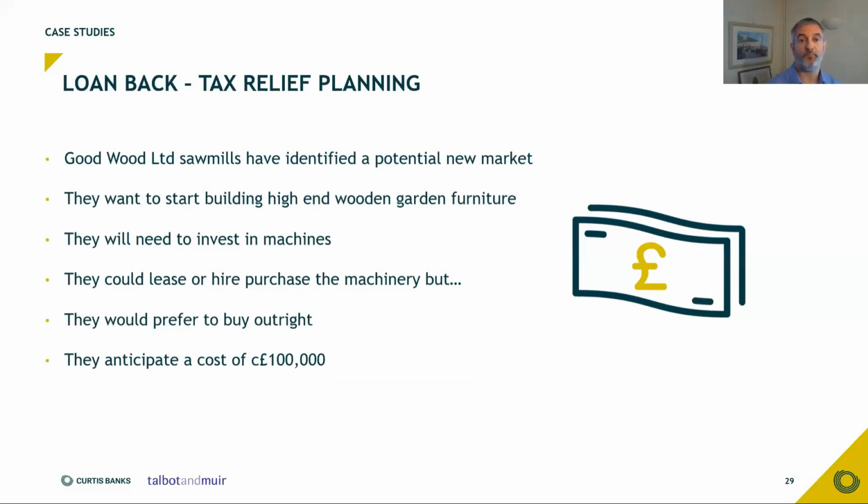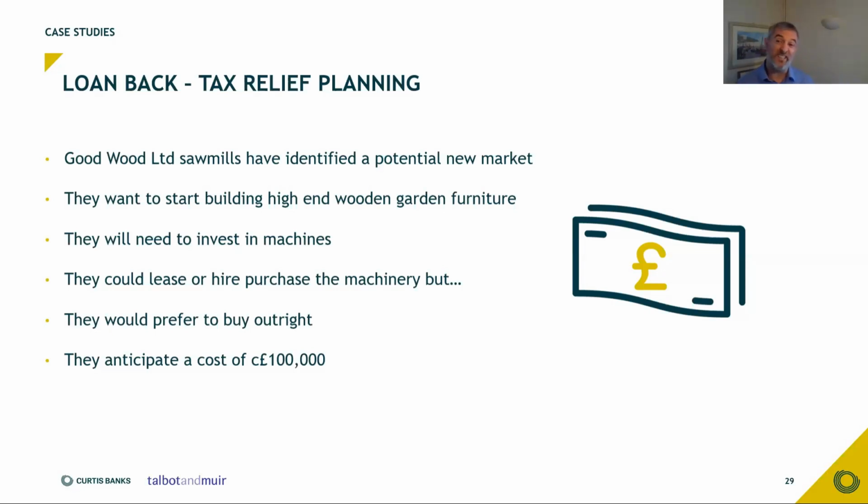For example, we've got a business, Goodwood Limited. There are sawmills. They normally just buy in timber wholesale, sell it retail, or process timber and then sell the end product. They've decided to sort of take control a bit more of the value chain. They're going to start building product to sell. So they're going to start building wooden garden furniture. They've got the skills, the knowledge, the experience to do it. What they don't have is the machinery.